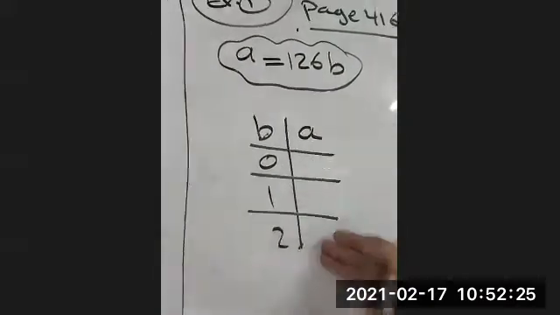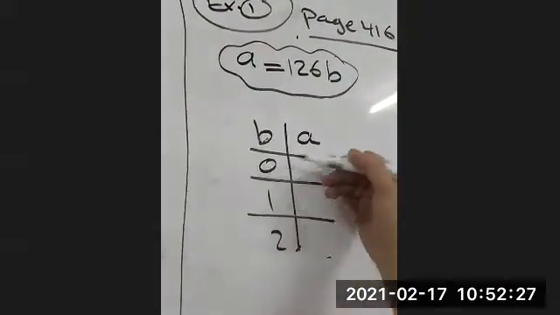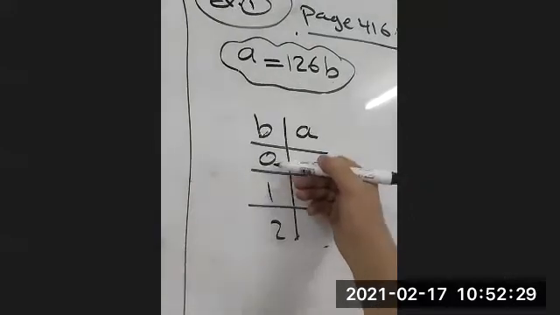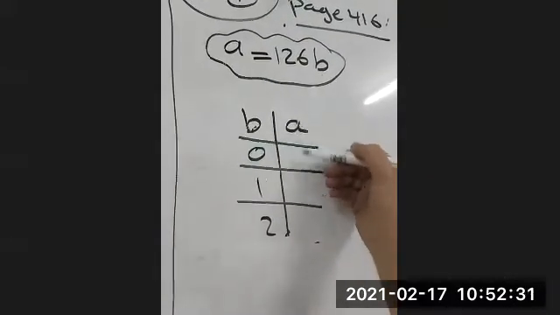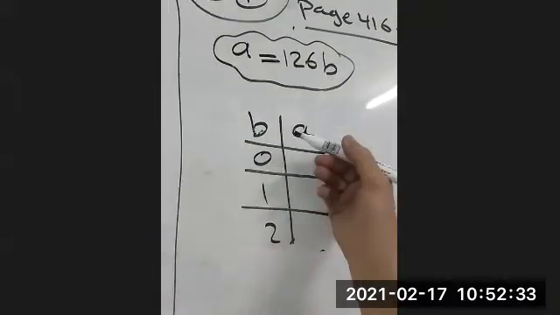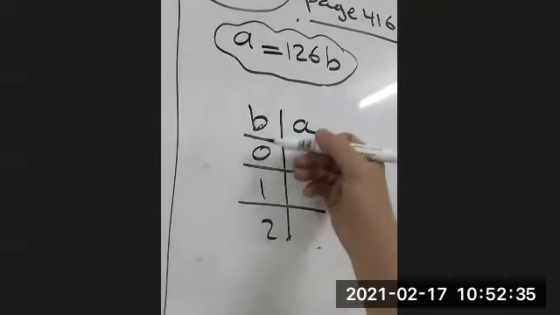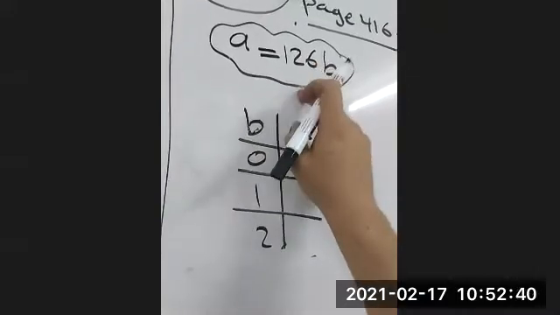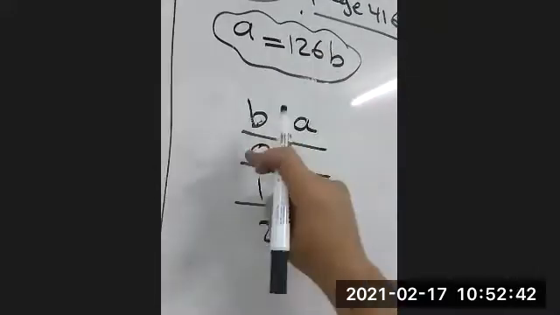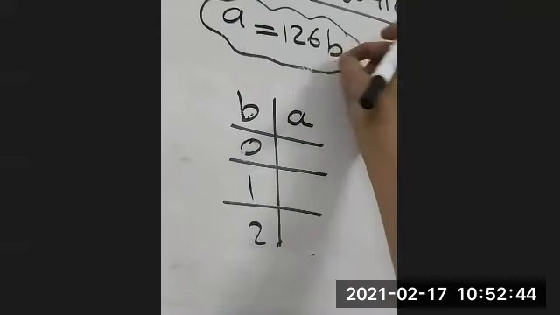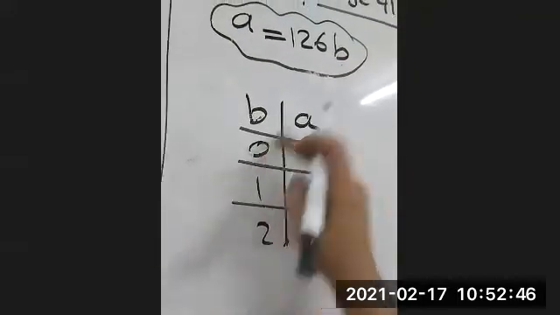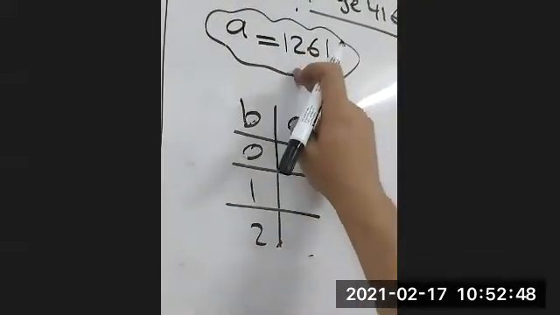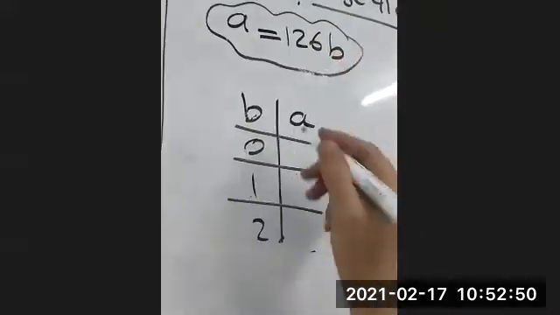B is given. I need to find A. Now how will I find A if I have B? I will go to the formula. That's why I told you the formula is very important. I will go to the formula and replace the variable B by its value, 0. Now 126 multiplied by 0 is 0.